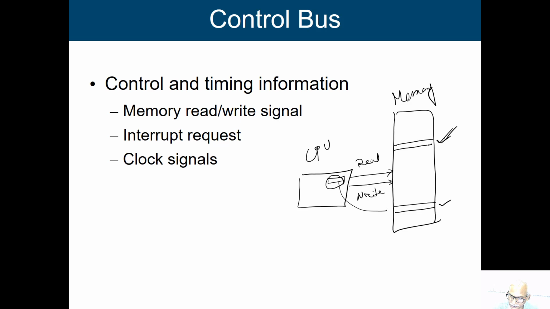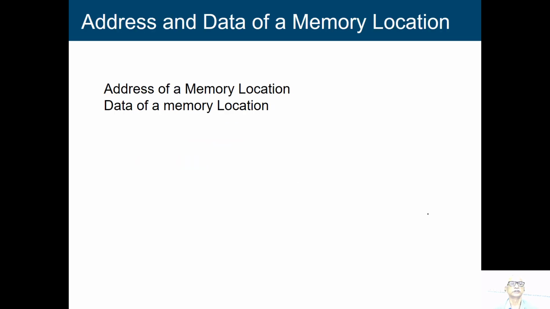Now, I have to bring information from a particular memory in case of read. How do we identify this particular memory location? For that we need the address. And if I am going to write something to a particular memory location, again I have to identify that location, and we do it with the help of the memory address. So, now we are going to talk about the address of a memory location and the data of a memory location.